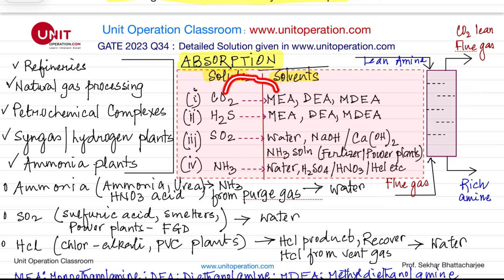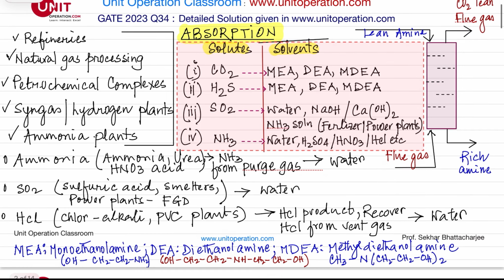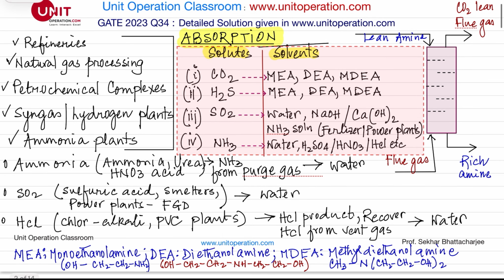For carbon dioxide, we use MEA, DEA, and MDEA, where MEA is monoethanolamine, DEA is diethanolamine, and MDEA is usually methyldiethanolamine. And these are, of course, the structures given here. MEA and DEA readily absorb carbon dioxide and H2S.